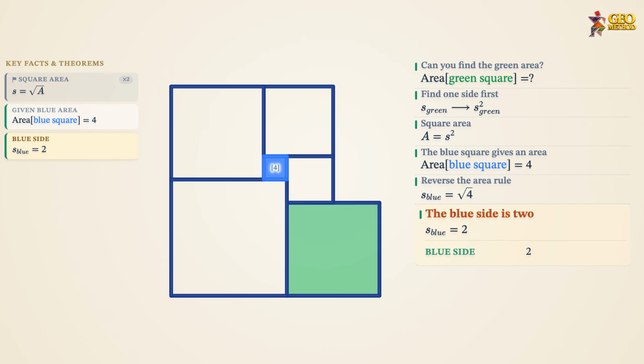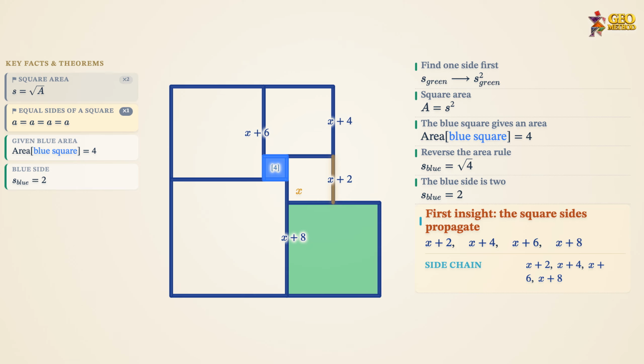First insight, call the short leftover gap x. Watch the equal square sides carry the 2-unit blue side through the packing. The successive white sides become x plus 2, x plus 4, x plus 6, and x plus 8.